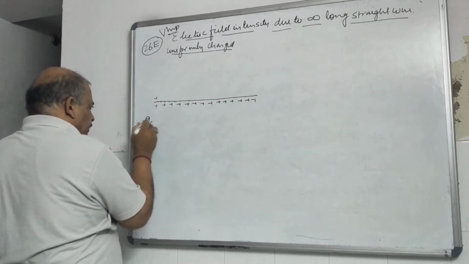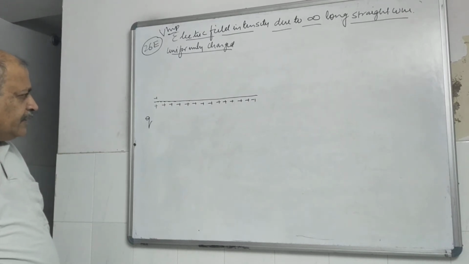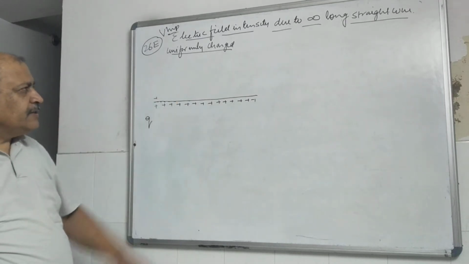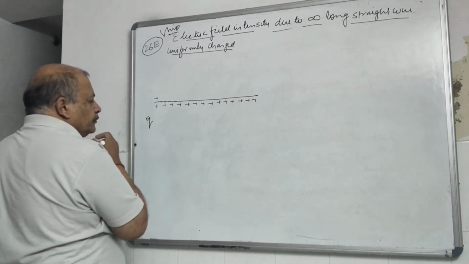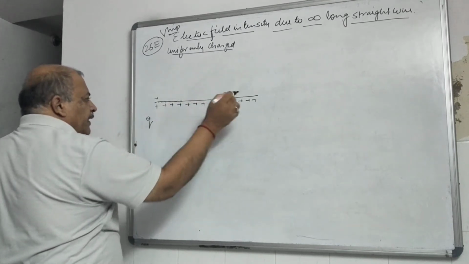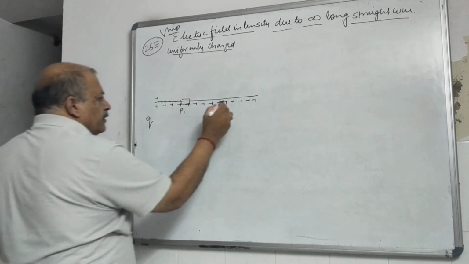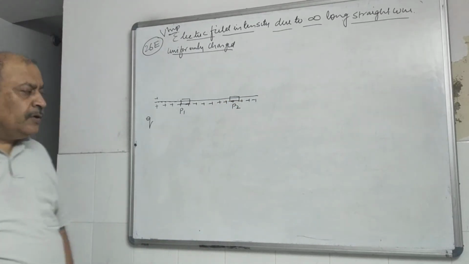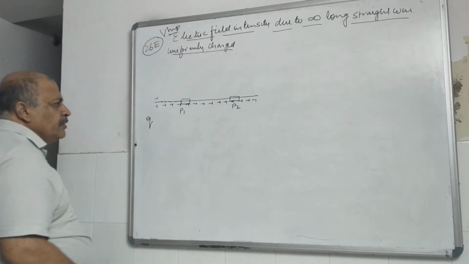With the charge Q. We have to calculate the value of electric field intensity at a point due to this charge. Uniformly charged, infinite wire. So what we do, we suppose these are the two elements, this is infinitely long. So we are taking these two elements as P1 and P2. These are small elements out of this infinitely long straight wire which is uniformly charged.